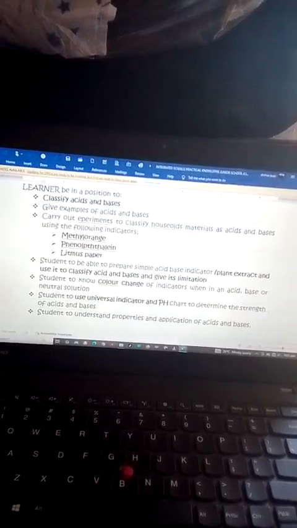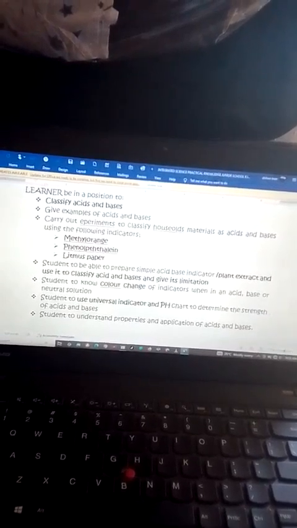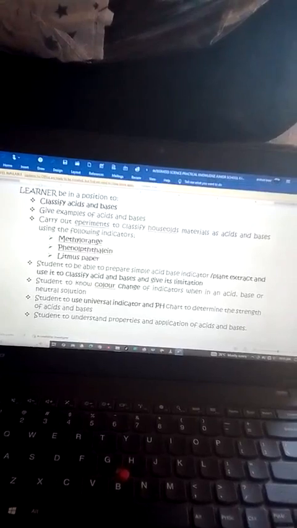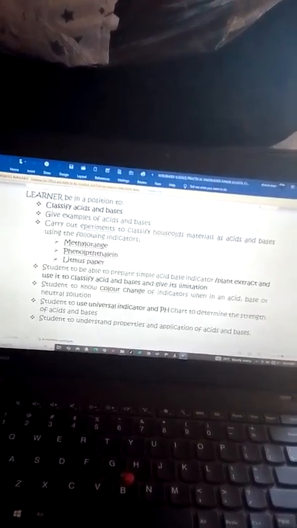Again, a student need to be able to prepare simple acid-base indicators, what you call the plant extract, and use it to classify acids and bases and give its limitation. So under here we need to see a learner giving us the procedure, how he or she is assembling if it's a red cabbage or the green leaves, how is crushing them in a mortar using a pestle. And here we need to see a solvent, propanol, that's being added. Then from there, learner is supposed to tell us how is filtering that extract, and therefore to obtain that indicator.